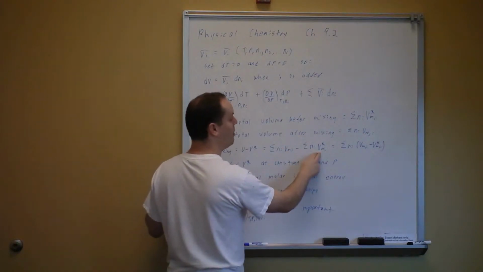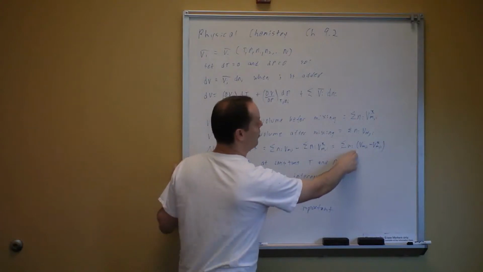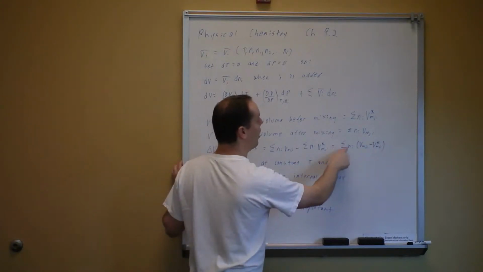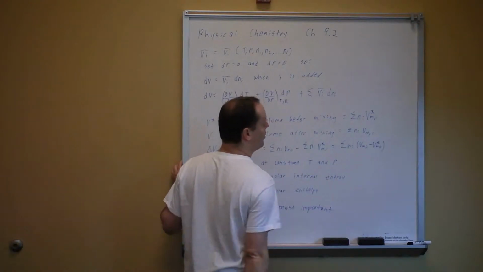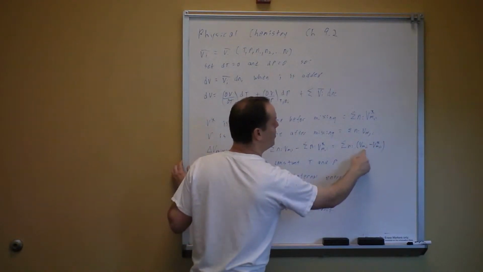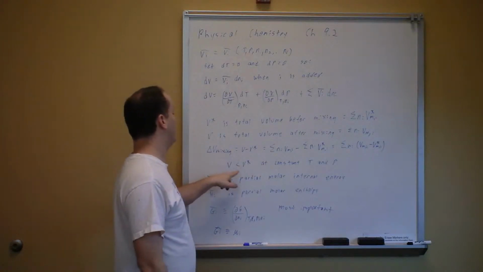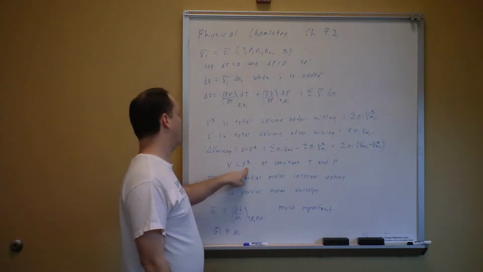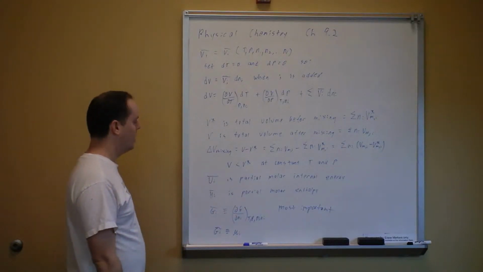Remember, mixed minus unmixed. We can pull the Ni out and simplify, so we get the sum of the number of moles of substance I times the change in the molar volume from unmixed to mixing. And remember, we said before that the mixed volume is always less than the unmixed molar volume at constant temperature and pressure.